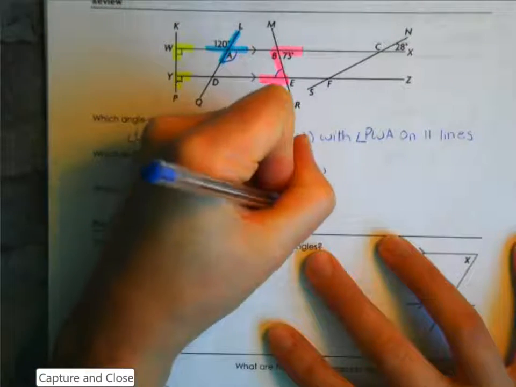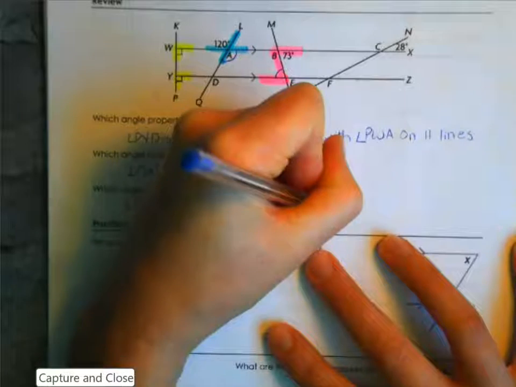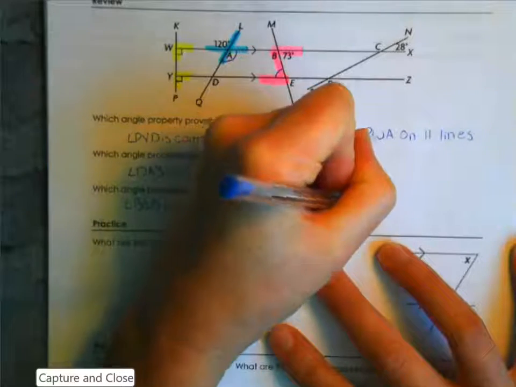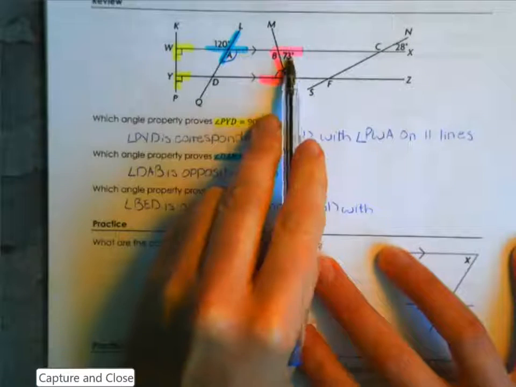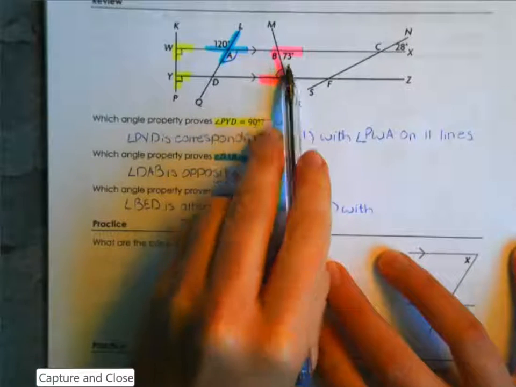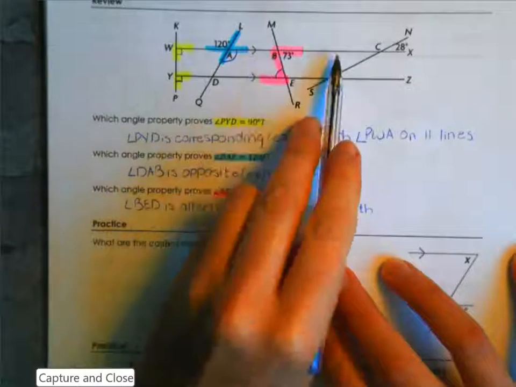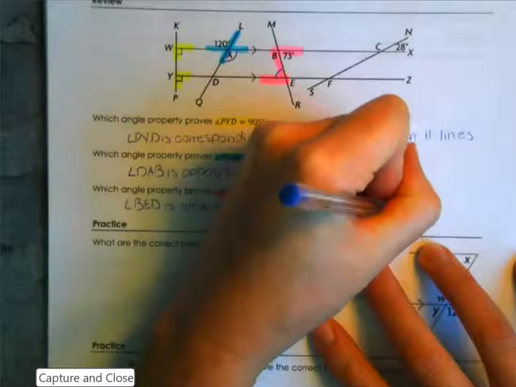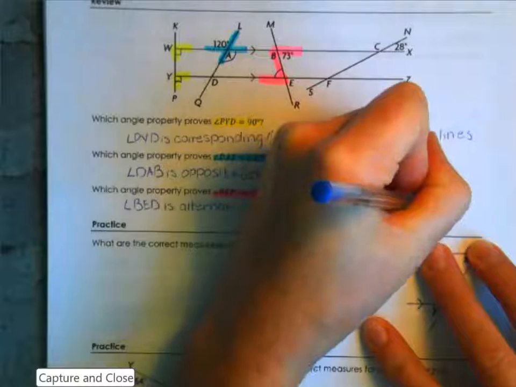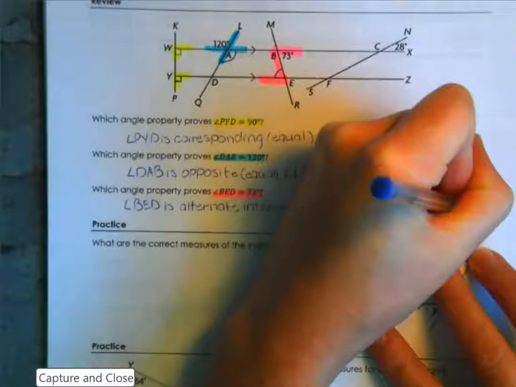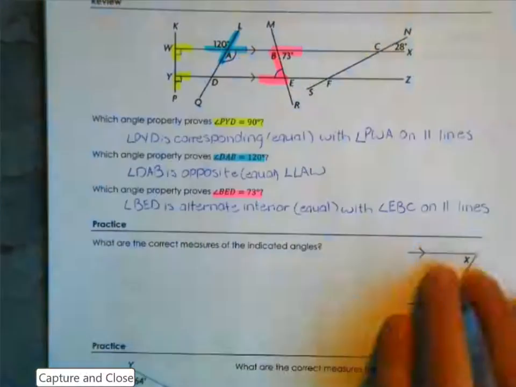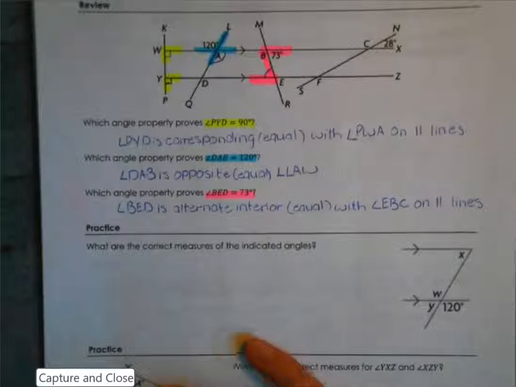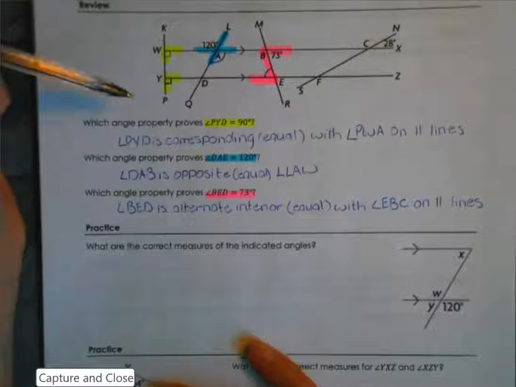with angle, this angle we would say is angle EBC, on parallel lines. Okay, so those are our different angle properties we can use for that set of lines.